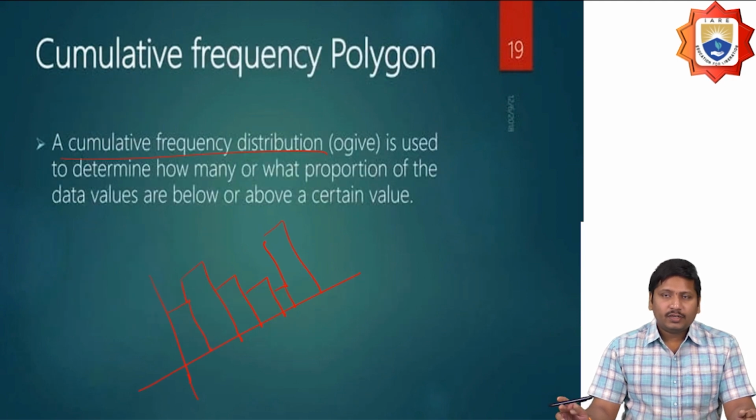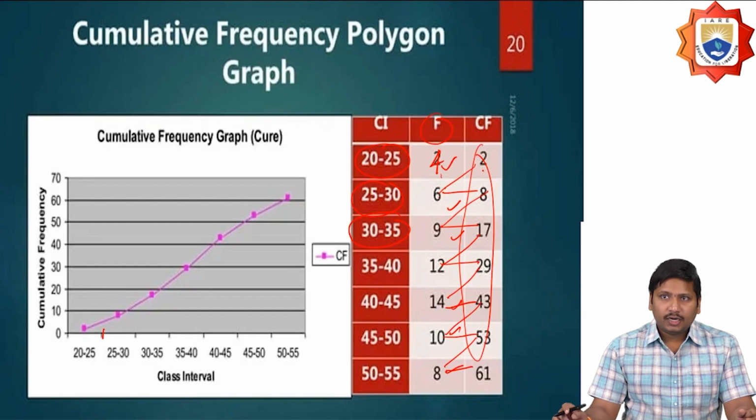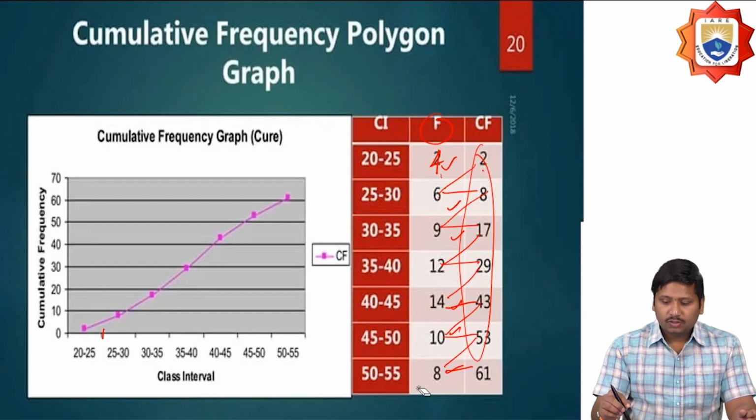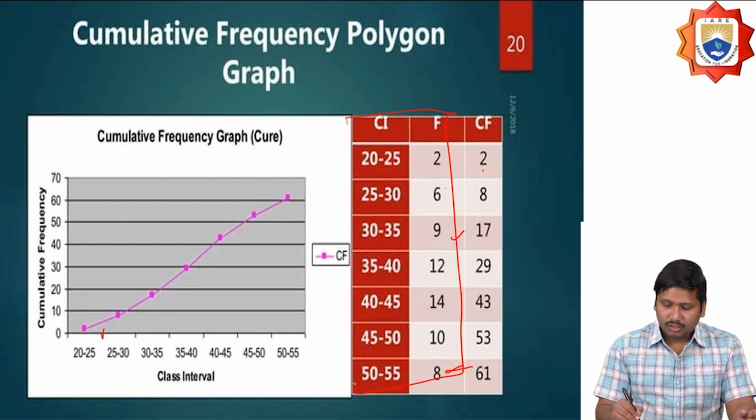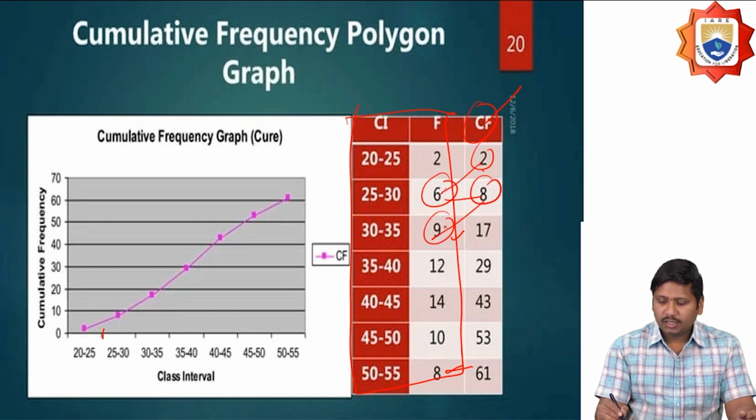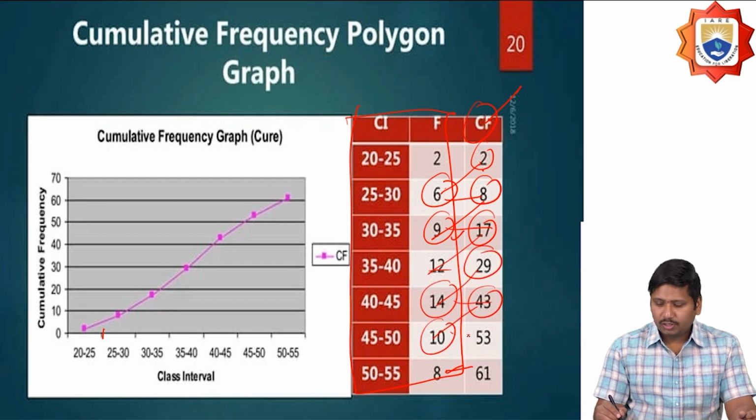And the cumulative frequency polygon is obtained based on the cumulative frequencies. After finding out half of the frequency from the class interval, you have to find it on the cumulative frequency. So how is the cumulative frequency obtained? Initially 2, then add the frequency 8, then 8 plus 9 is 17, 17 plus 12 is 29, 29 plus 14 is 43, 43 plus 53, 53 plus 8, and so on. Like this I have to calculate the cumulative frequencies.